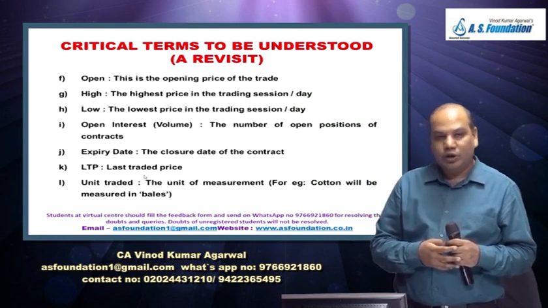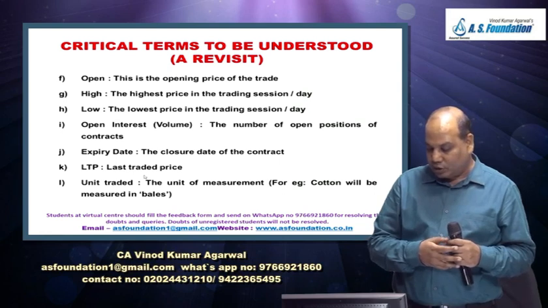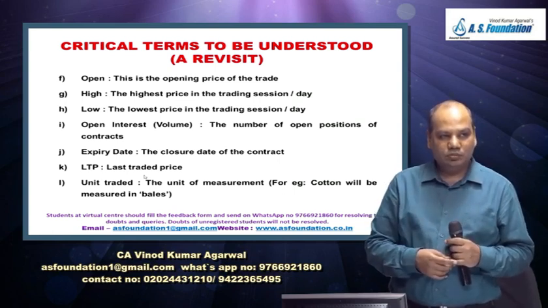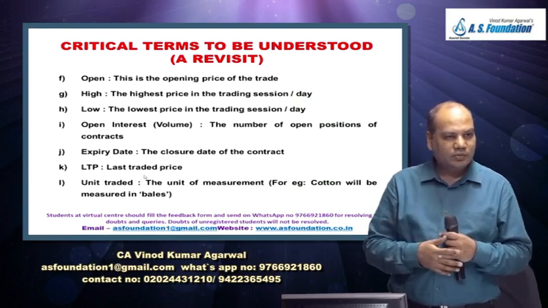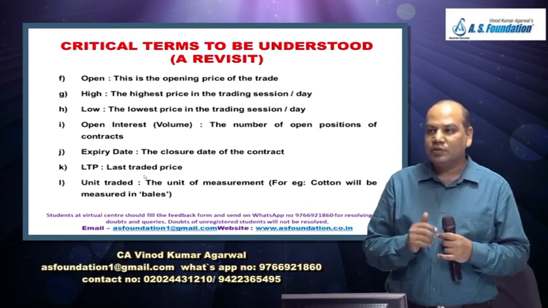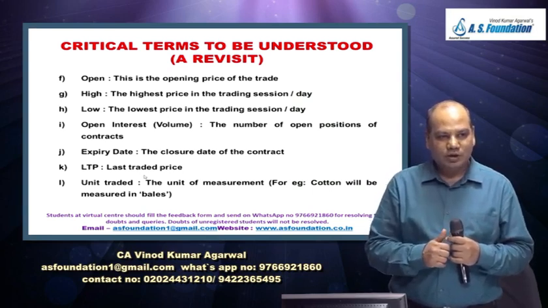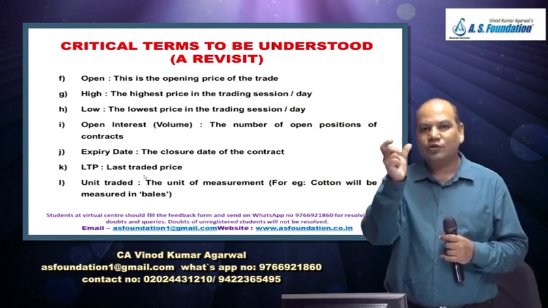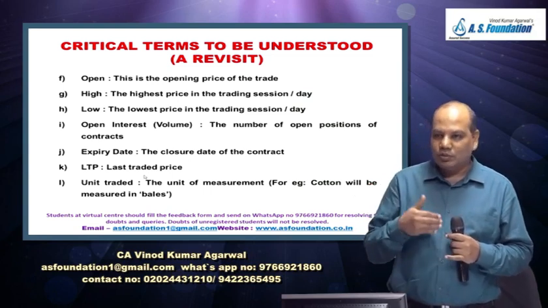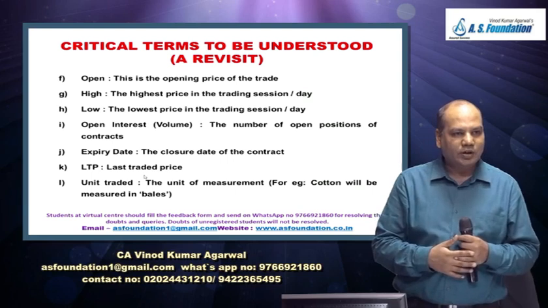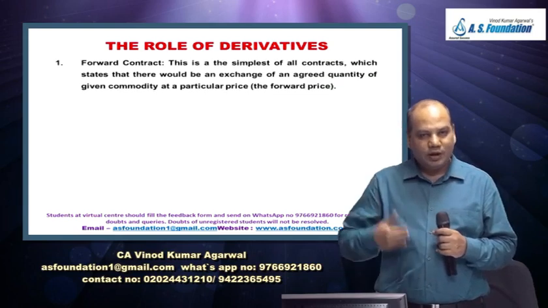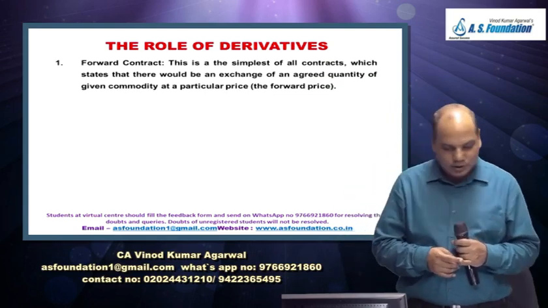And unit traded means the unit of measurement. For example, cotton will be measured in bales. So for different commodities there may be different units. What about oil? Maybe liters or barrels. For some items, tons. For gold, grams or kgs in the commodity market. So they will say so many kgs of gold was traded, so many tons of wheat was traded in the commodity market. So every item has been given some kind of unit, and in that unit the traders will discuss and participate.